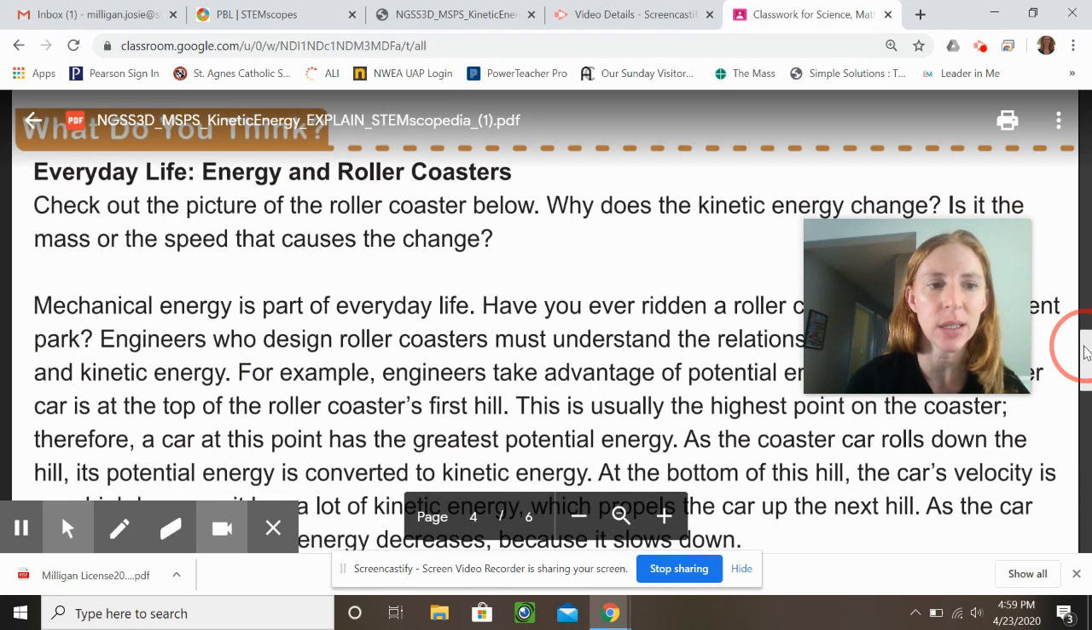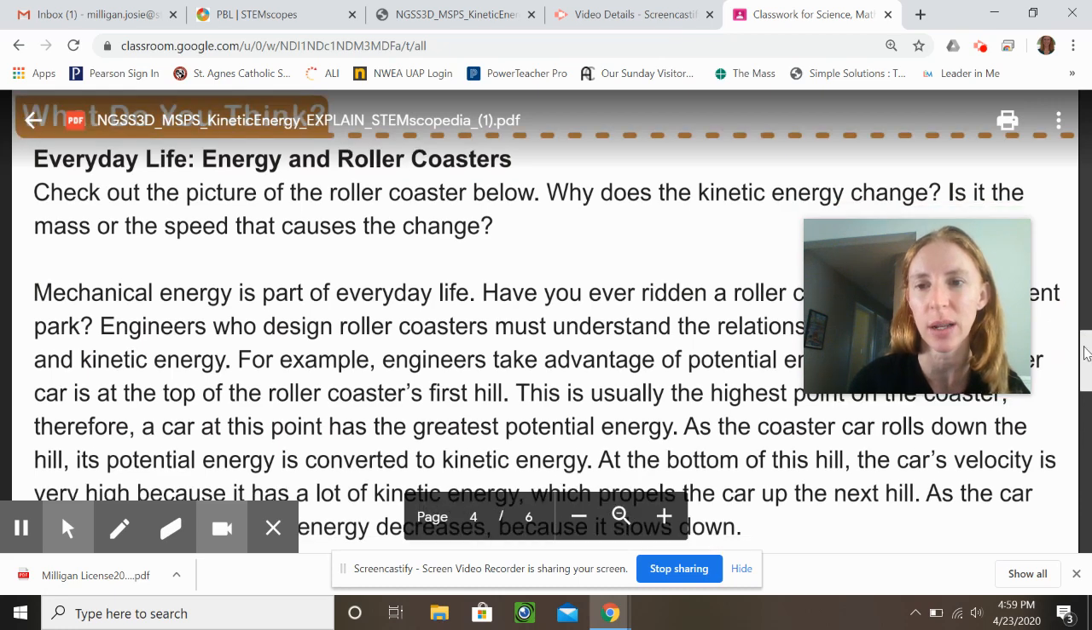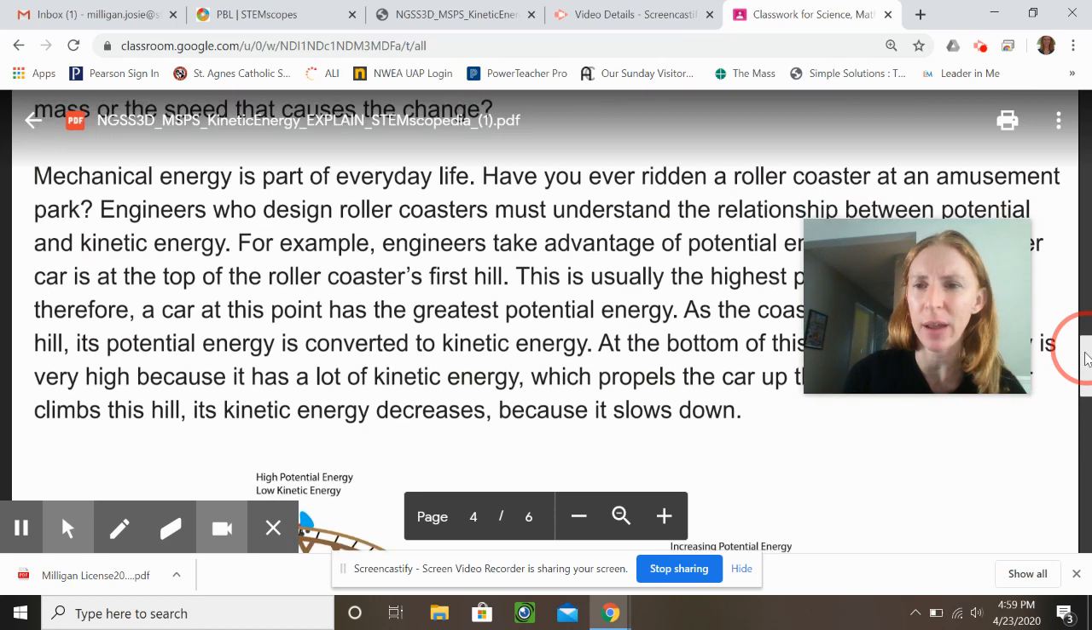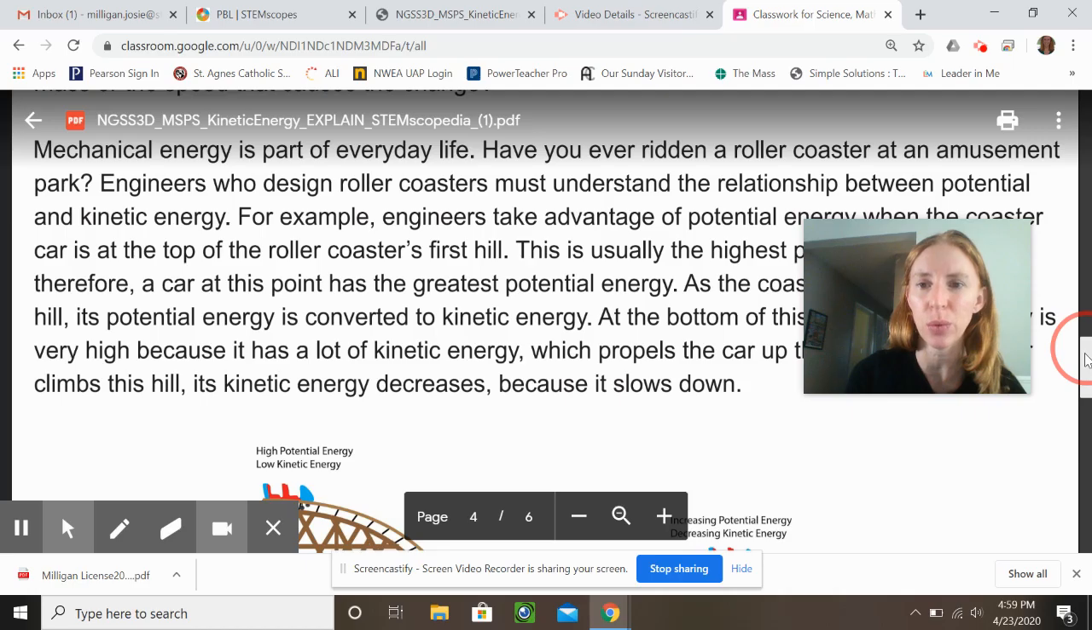So it says, is the mass or the speed that causes the change? So how does the change in kinetic energy occur? Is it the fact that the object is heavier or the fact that the object is moving faster? So what parts play a role in that? Mechanical energy is a part of everyday life. So engineers who design roller coasters must understand the relationship between potential and kinetic energy.